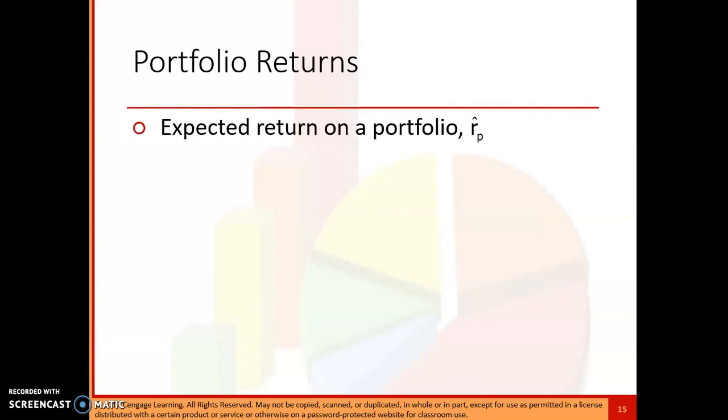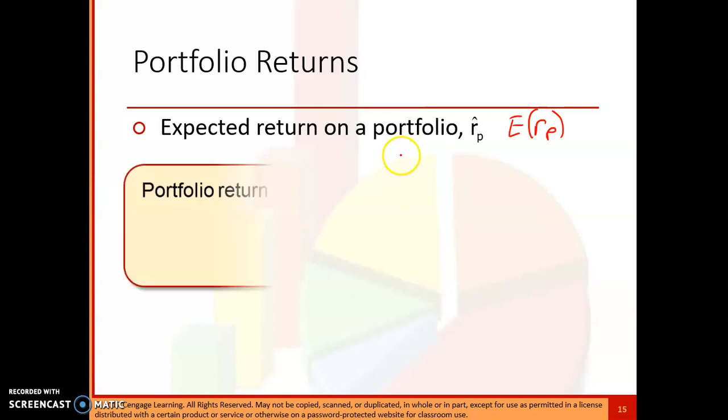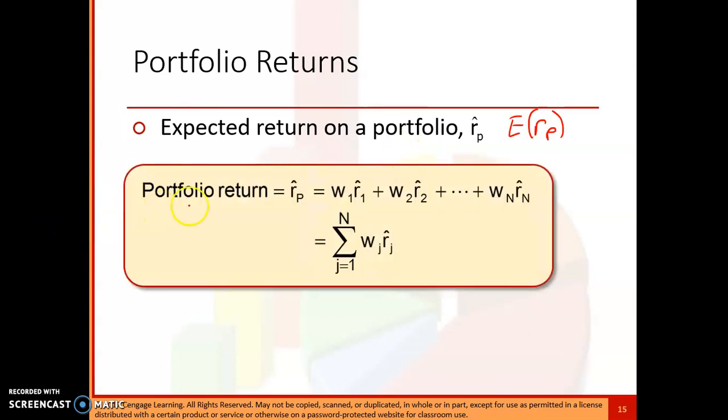Okay, portfolio return. Expected return on the portfolio. The book uses this notation, the R sub P with a little hat over it. I simply just use this notation, so they mean the same thing. So portfolio return, our expected portfolio return, is simply the weight multiplied by the expected return of that security.